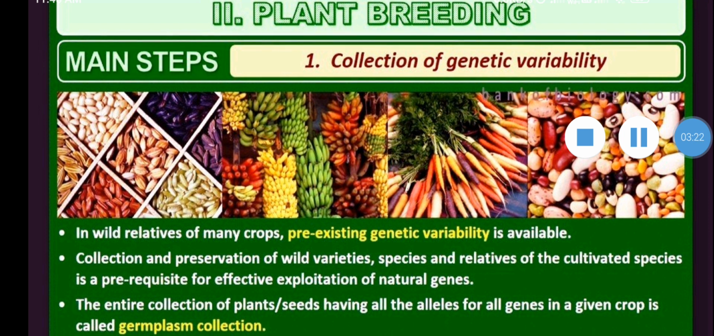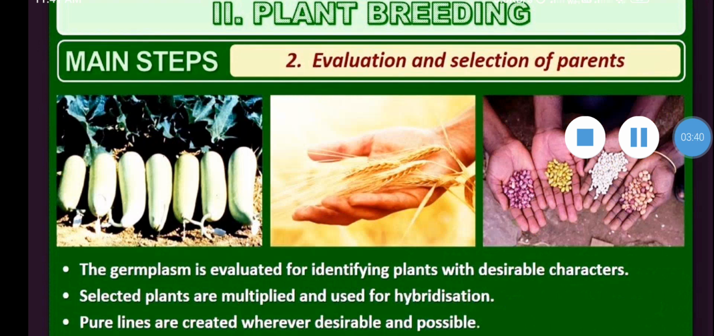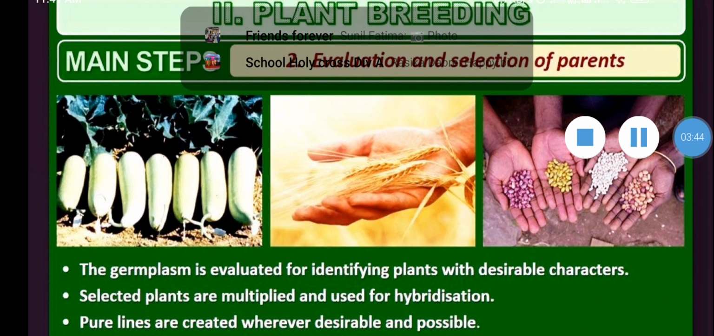Germplasm conservation can be done in the following ways. In situ conservation can be done with the help of forests and natural reserves. Ex situ conservation is done through botanical gardens, seed banks, etc. The second step is evaluation and selection of parents.